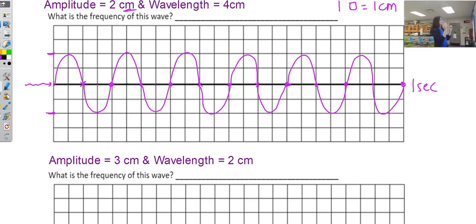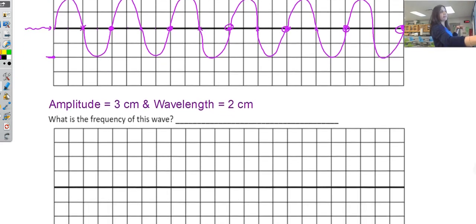So there's a little bit of a key on the worksheet. All right, so what we want for the frequency is to count how many waves we pass. Well, all you have to do is count the dots. So obviously not at the start, but 1, 2, 3, 4, 5, 6. So I would call this 6 hertz, okay? Hertz is the same thing as 1 over second, and you can always check it to make sure that it makes sense.